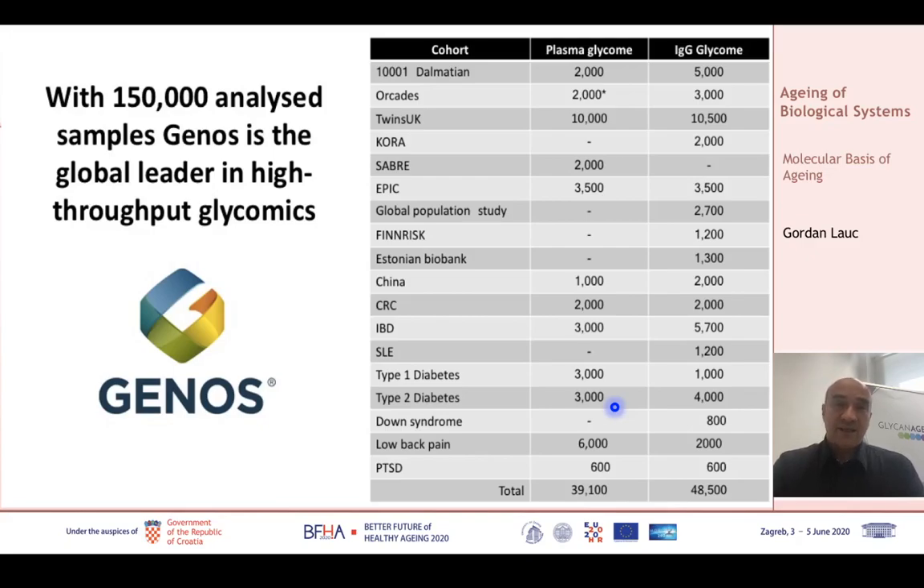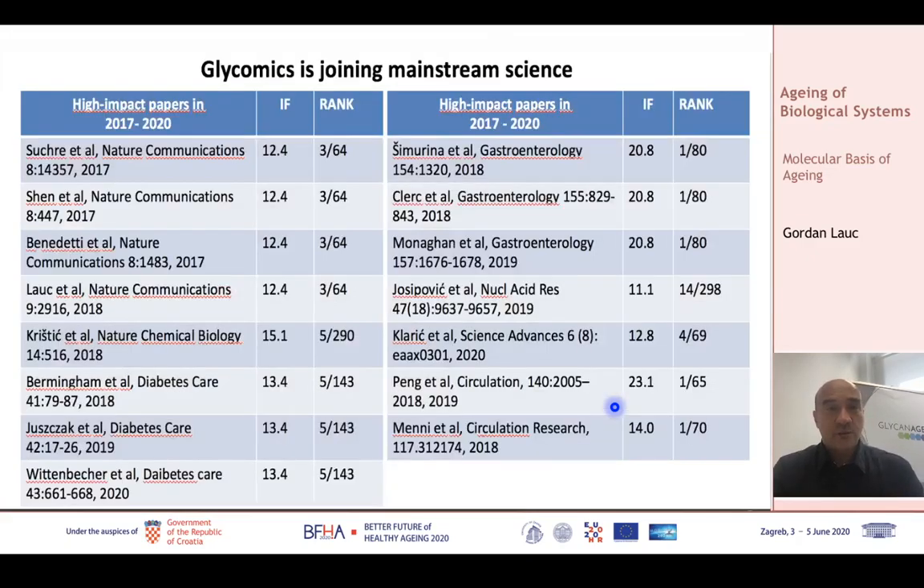By analyzing the best cohorts and collaborating with the best researchers in the field, we were able to push glycomics into mainstream science, and now proper glycan analysis is actually helping our clinical colleagues to publish their work in leading journals, including Gastroenterology, Circulation Research, and so on.